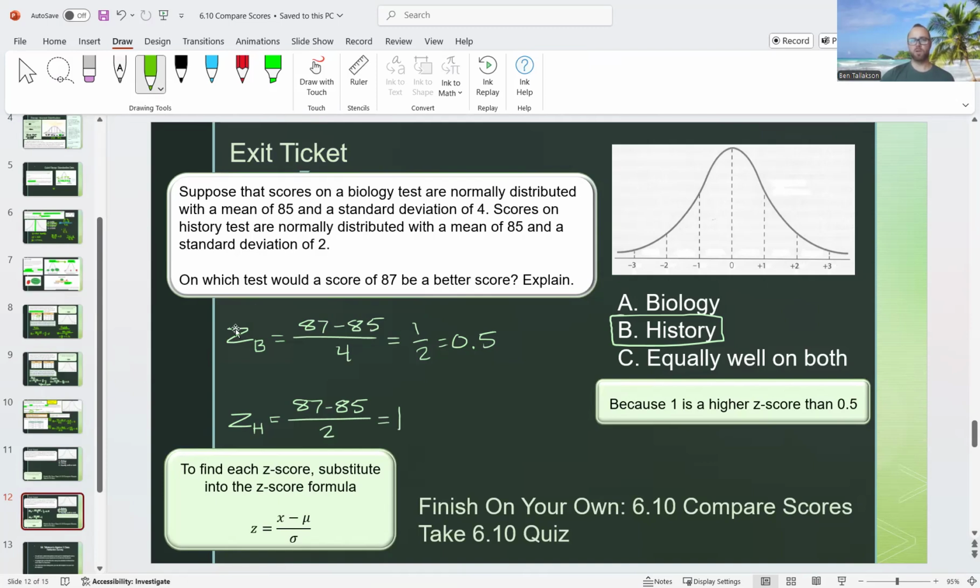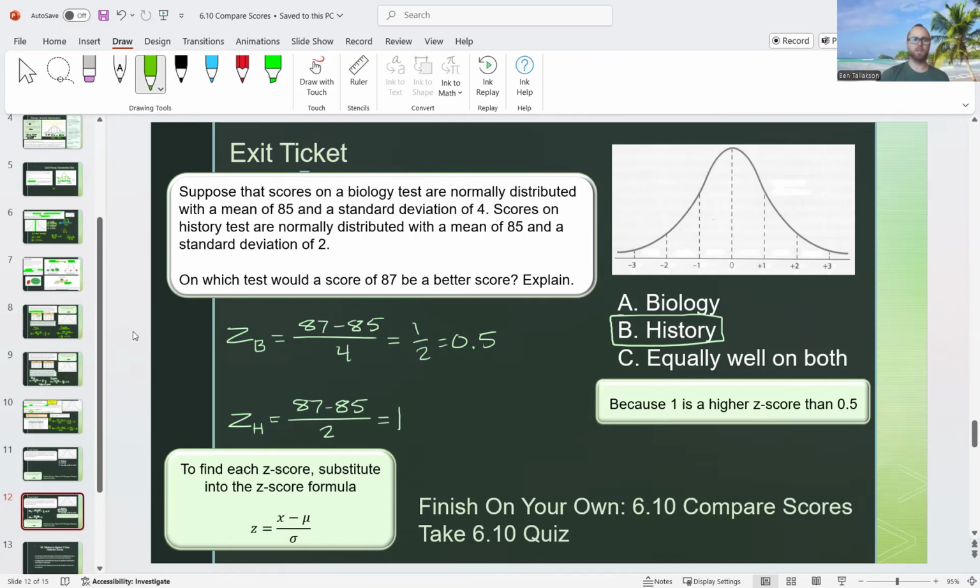We're finding the z-score for biology and z of history. Really, you're subbing and solving. You're collecting the information from above and plugging it in below. For biology, mean of 85, standard deviation 4. Scores on a history test normally distributed with a mean of 85, standard deviation of 2. Which test would a score of 87 be better? We're plugging in 87s. And now we're looking for which score is higher.